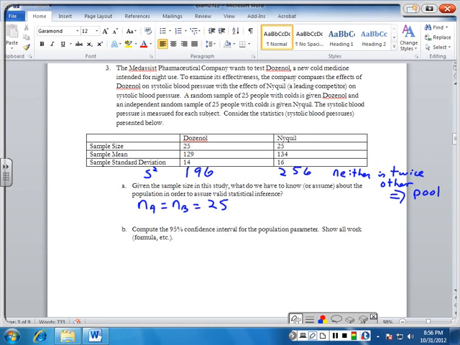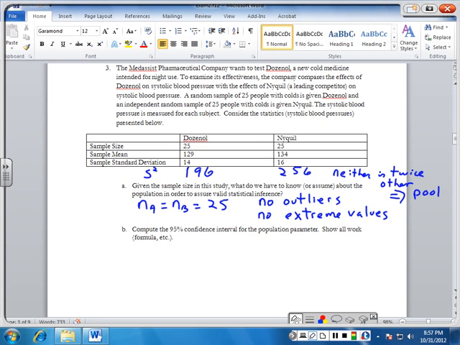So what do we have to know or assume? What we really have to assume is that there are no outliers and no extreme values. Skew is okay because we're greater than 15.